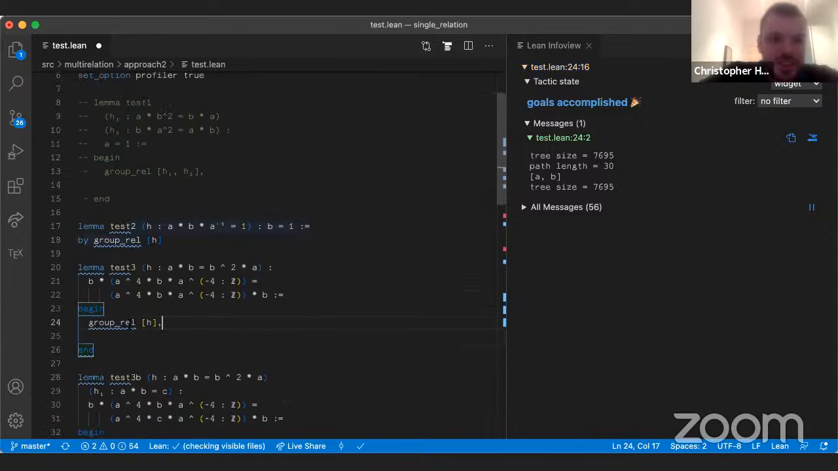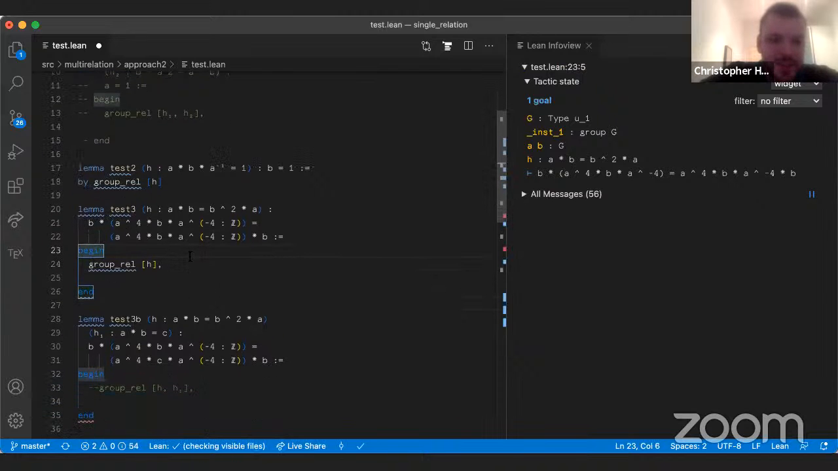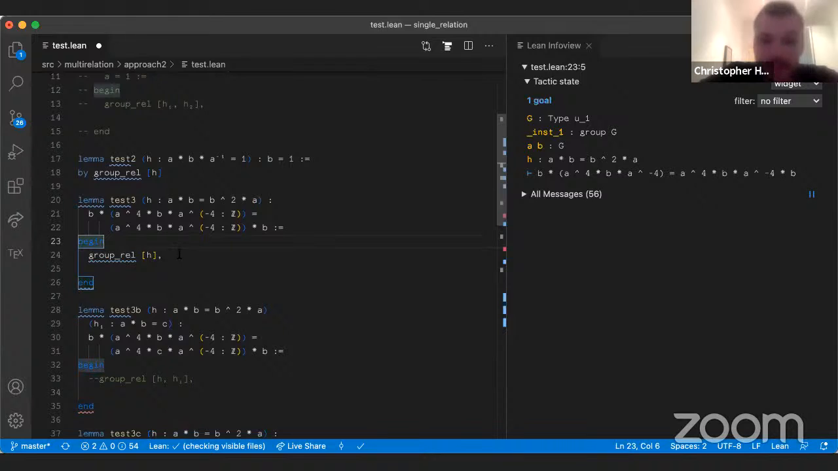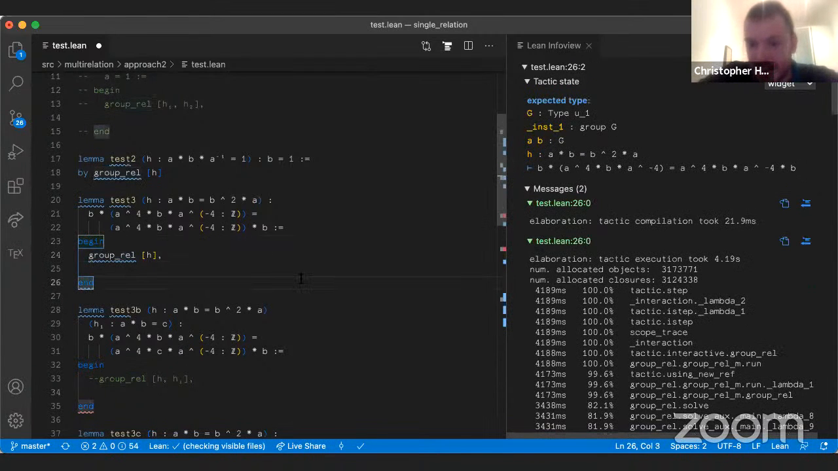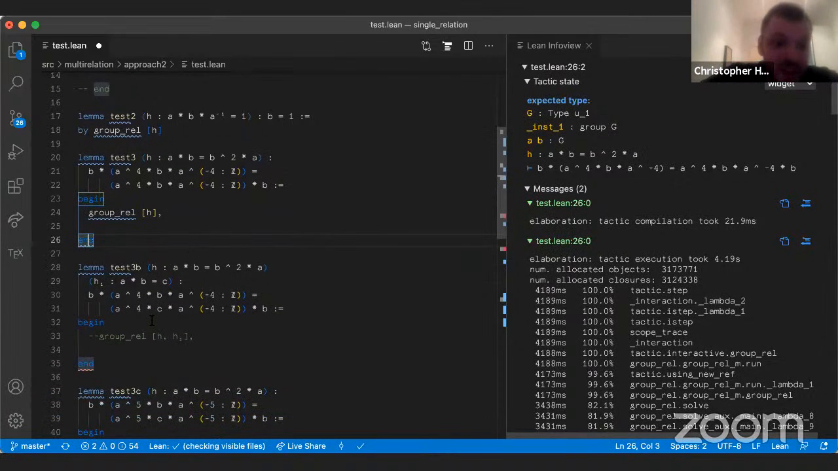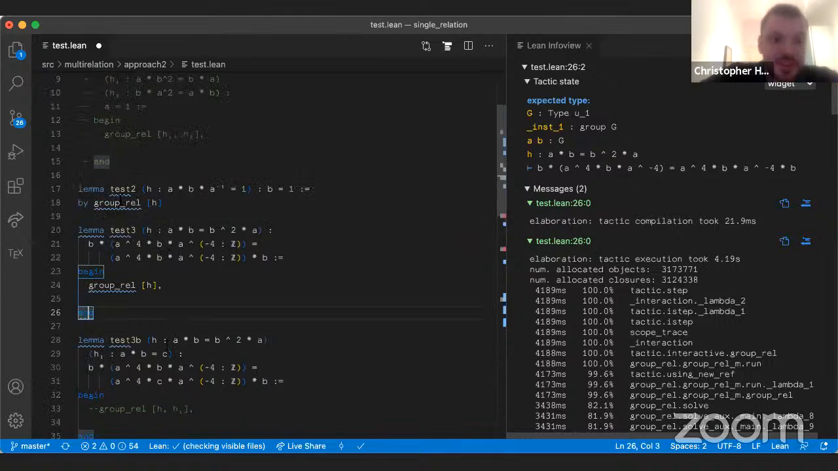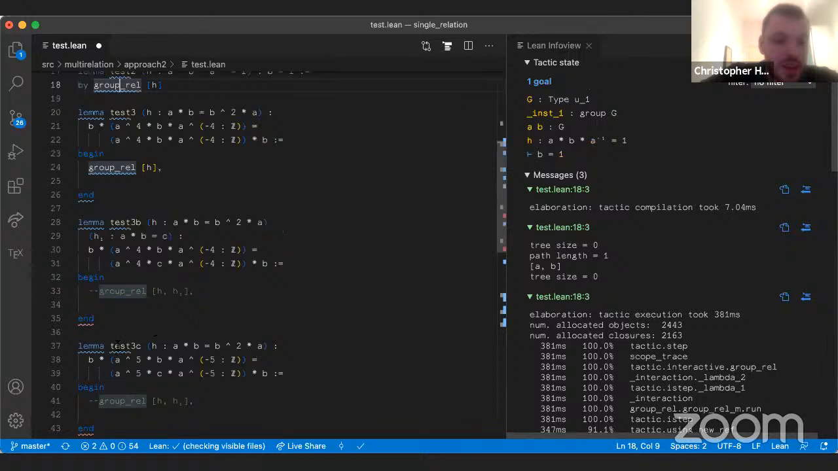Okay, it's working now. So as you can see, here's some of the things it can prove. How long does it take? That one took a long time because that was quite a hard problem. This one also took quite a long time.